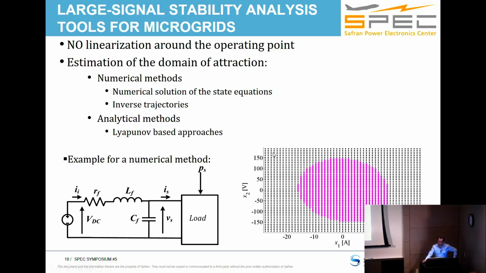And every dark or black point here is not in the domain of attraction. That means if you start somewhere here or somewhere here, you go to infinity. But for every single point here, we had to simulate the system, and it's very time consuming. And at the end, you get a result that depends on all parameters. If you change only one parameter in the system, you have to restart all these simulations.